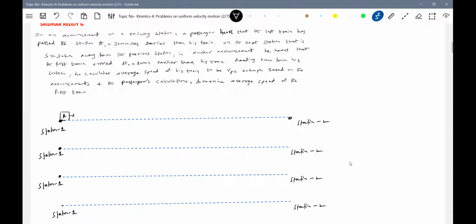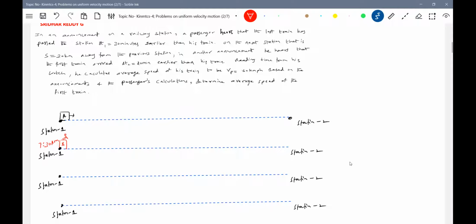Okay, first, what is the time? Like 30 minutes earlier than his train. Let's do one thing. At 7:30 a.m., let it be that at 7:30 a.m. I'm in this train. I'll hear an announcement that 30 minutes earlier the last train has passed.